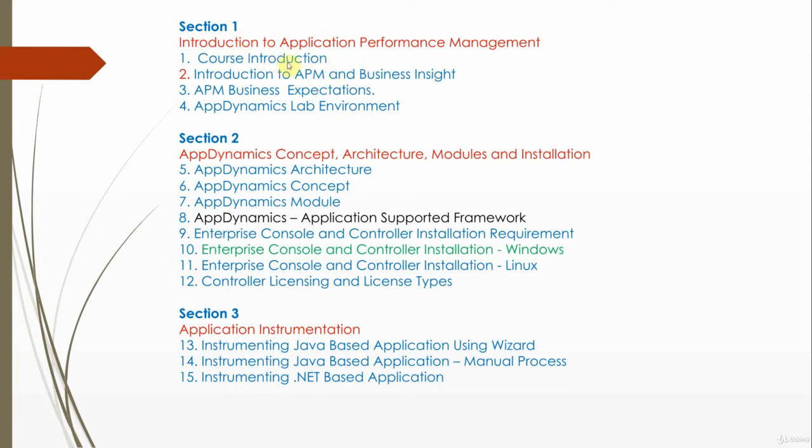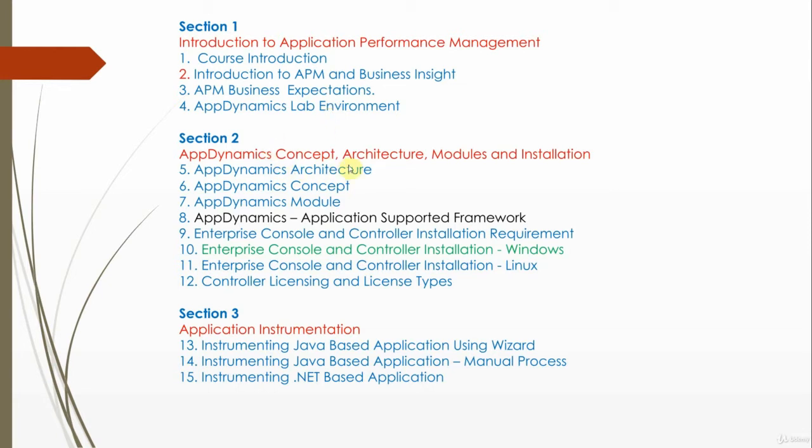In section 1, we're just going to begin this course by looking at the introduction, looking at APM, business insight and business expectation. What are the things that organizations are looking at that any APM vendor is going to provide? What are the things Gartner is saying about this? By the way, AppDynamics is a Cisco product. We're going to look at our lab environment. We're just going to build stuff from scratch.